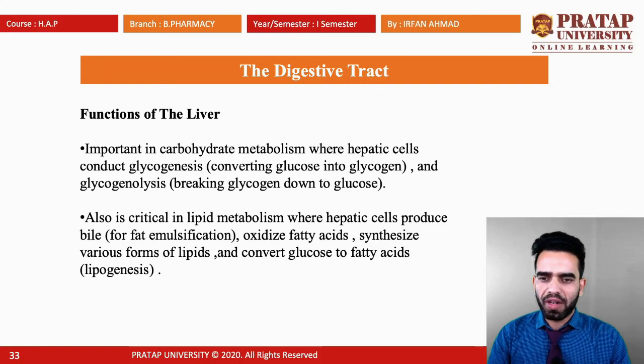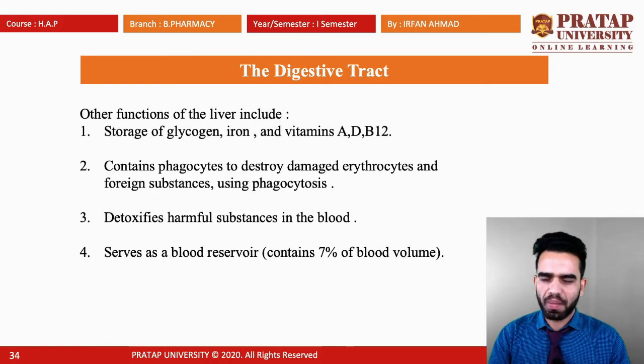Okay. The liver is also critical in lipid metabolism, where the cells produce bile, oxidize fatty acids, synthesize various forms of lipids and convert glucose to fatty acids. So the digestive tract has other functions of the liver. These are the storage of glycogen, iron, and vitamins A, D, B12. It also destroys damaged erythrocytes and foreign substances by the process called phagocytosis, meaning cell eating, and it also serves as a blood reservoir.